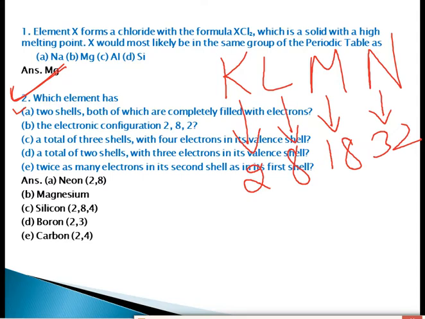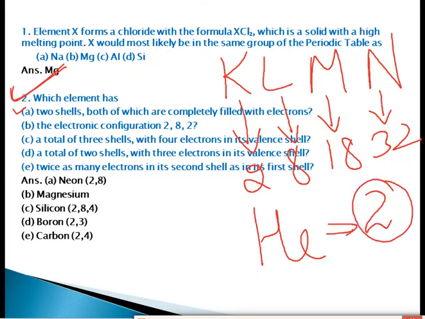So we have to write the name of one element which has 2 shells, both completely filled. Which elements will have 2 shells completely filled? Obviously they are noble gases or inert gases. For example, helium is our first noble gas, but it has atomic number 2, so its 2 electrons are present only in the K shell. We need an element in which both K and L shells are present. So after helium, which noble gas comes?